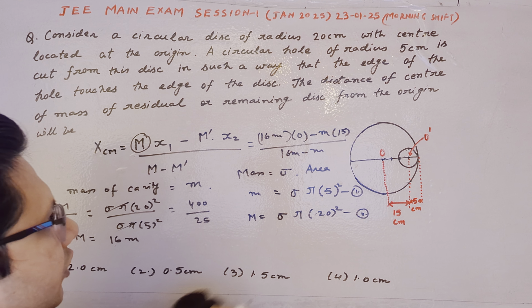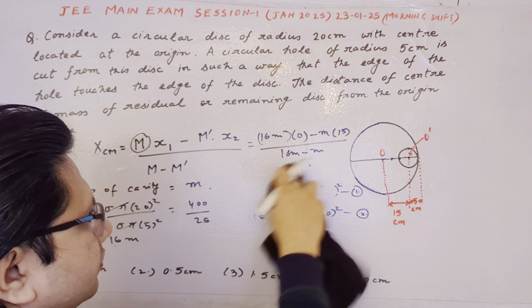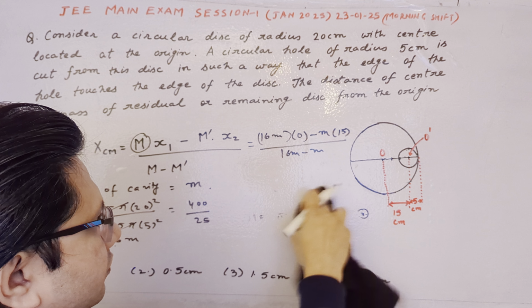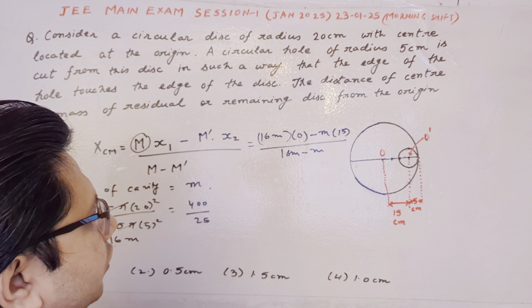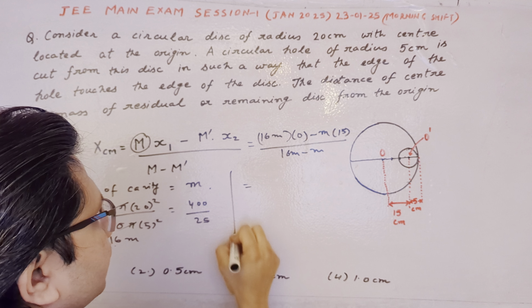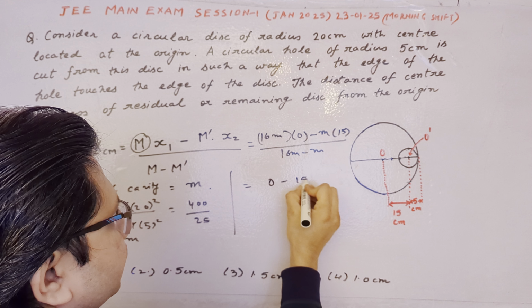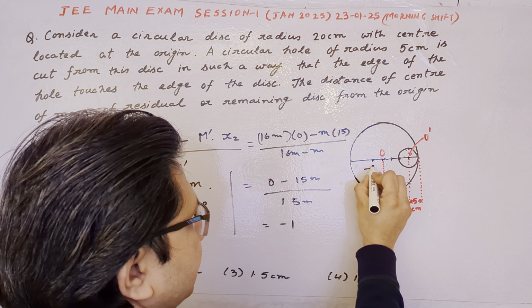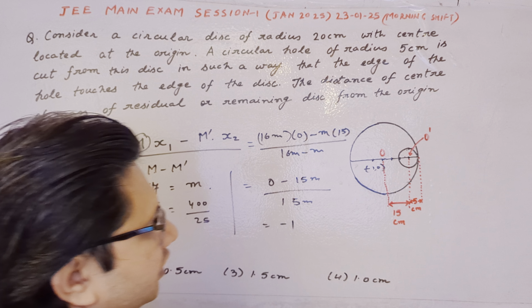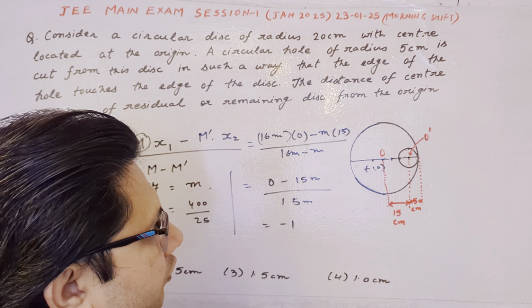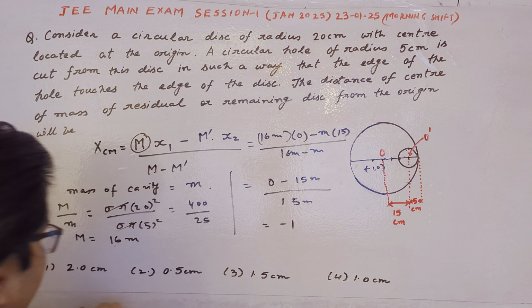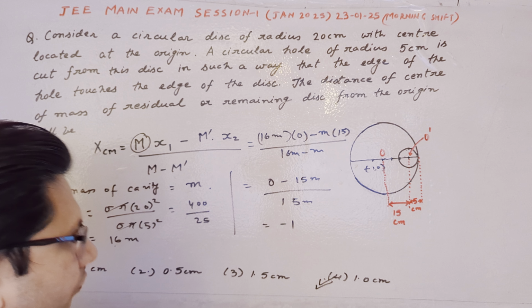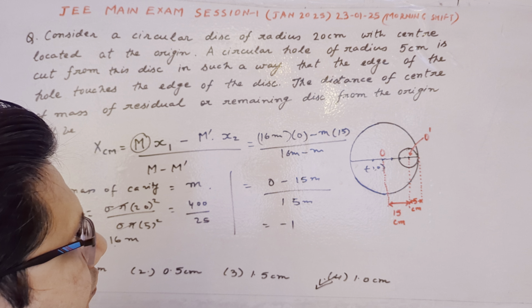Now in this way, this value comes out to be 0 minus 15m upon 15m, which is equal to minus 1. So the location of the center of mass is at minus 1 comma 0, or we can say that minus 1 centimeter away from the origin. So option 4 is correct here. Option 4 is the correct answer here.